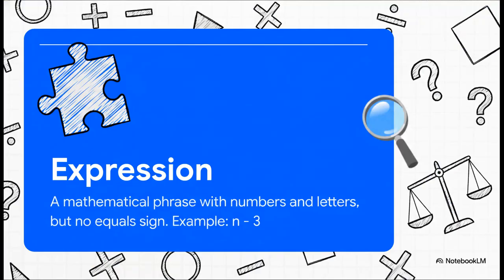Okay, but before we start unpacking, we should probably know what we're unpacking, right? It's something called an expression. Just think of it like a mathematical phrase, something like n - 3. It's got numbers, it's got letters, but, and this is key, there's no equal sign. It's just a piece of the puzzle, not the final answer.